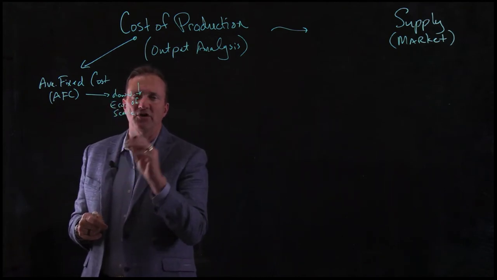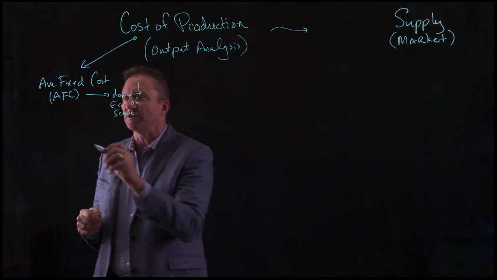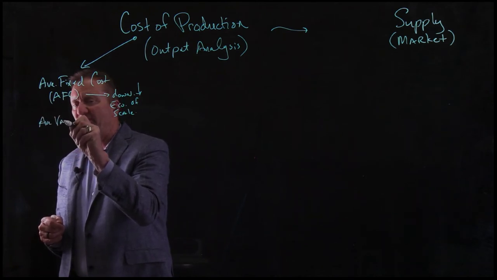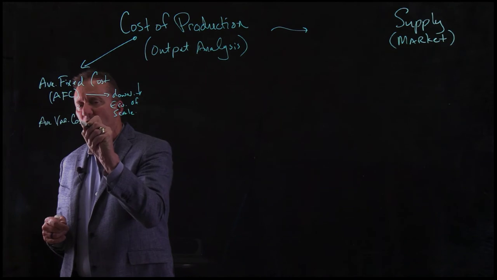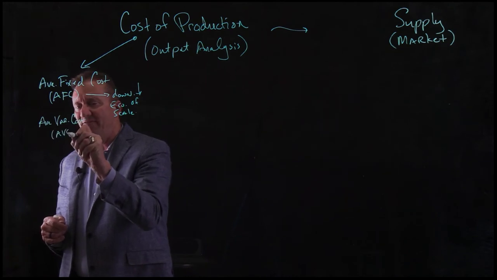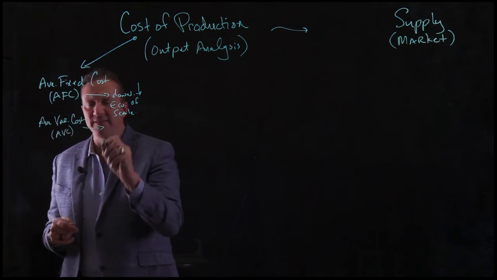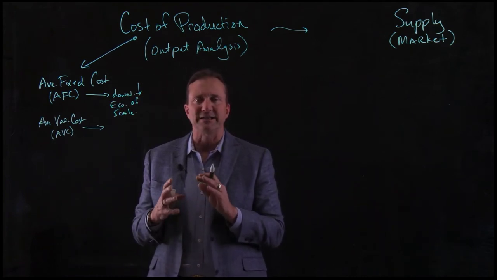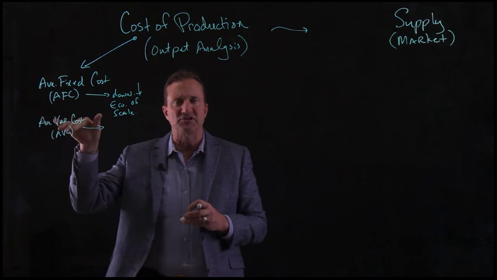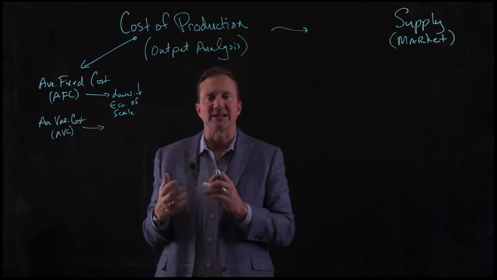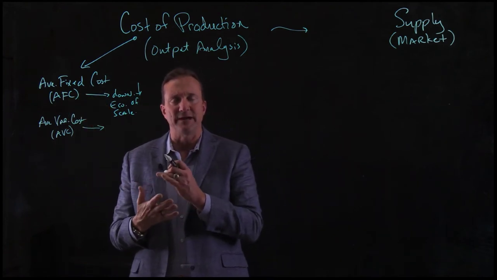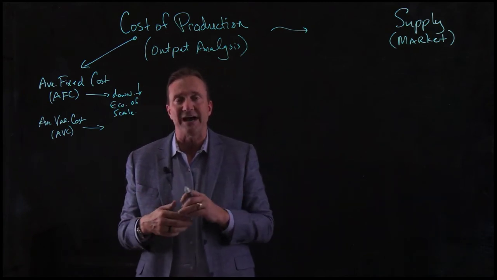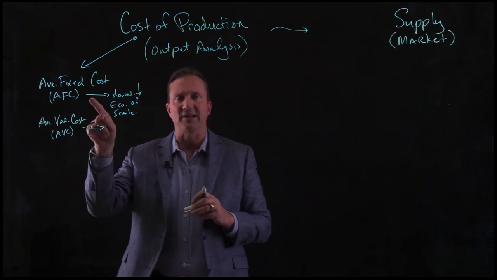Another thing that we learned in our output analysis and cost analysis is the average variable cost. Again, that's AVC. And that is where we learned a little bit about how efficient we are at using inputs. So what's the difference between these two? Quickly, fixed costs are things like depreciation, rent payments on land, buildings, maybe management salary. If we produce zero, we still have these.